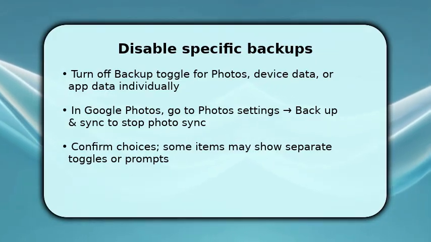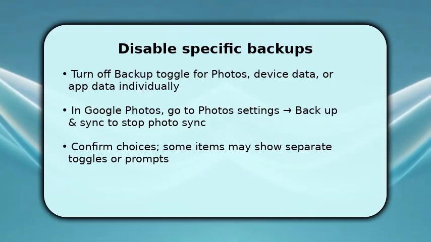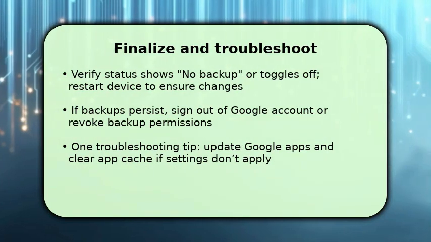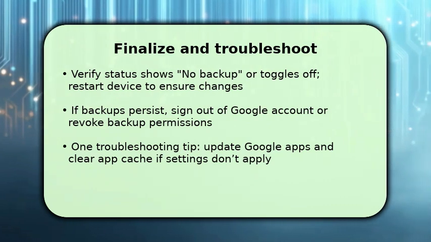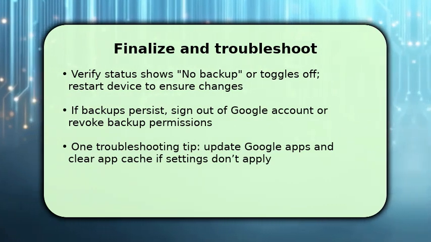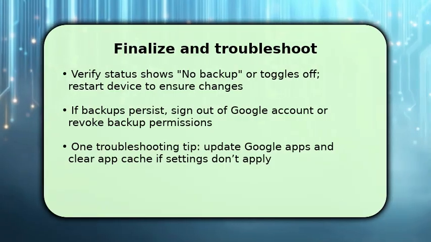Finish by confirming the backup status. Look for messages like no backup or toggles in the off position, then restart your device to ensure settings take effect. If backups still occur, sign out of your Google account or revoke backup permissions in account settings.